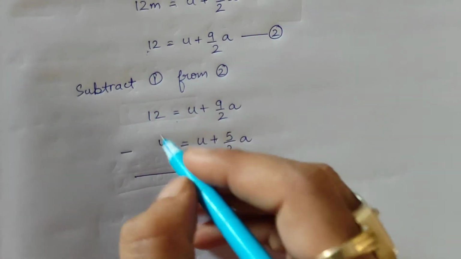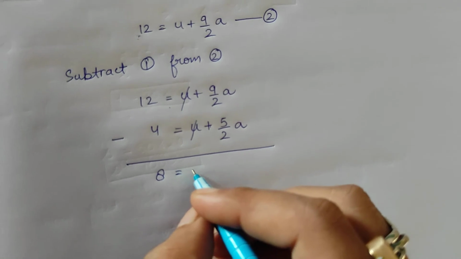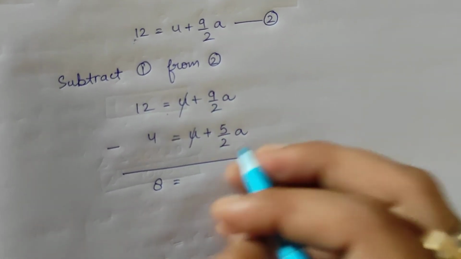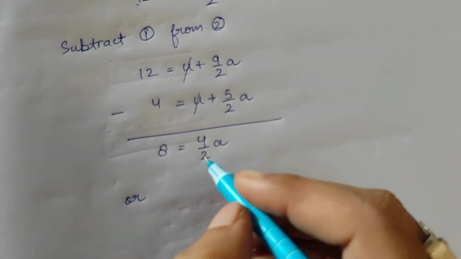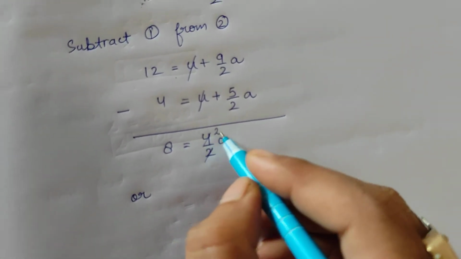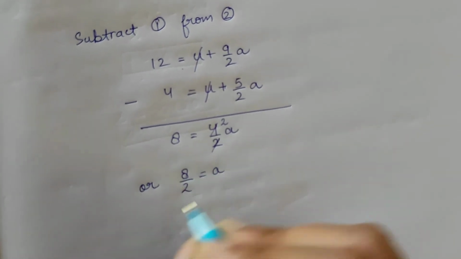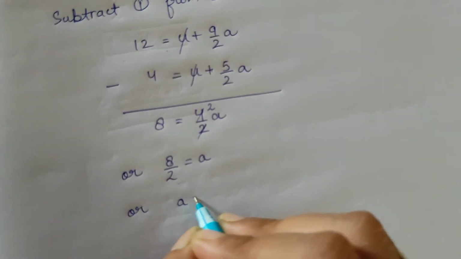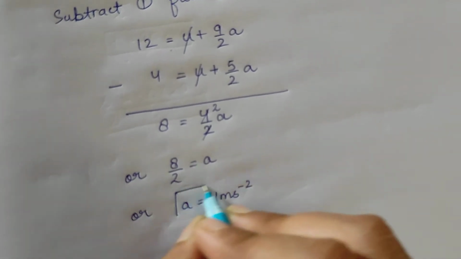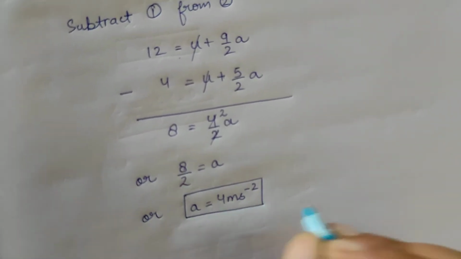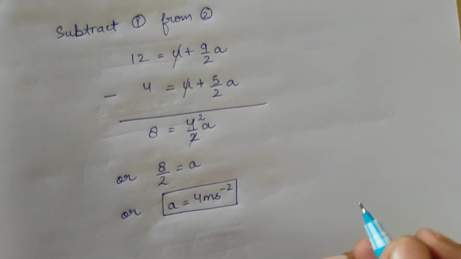On solving this, 12 minus 4 gives us 8. U will get cancelled. Plus 9 minus 5 gives us 4. So 4 by 2A. Or we can say that 2 and 4, this will give us 2. So we are left with 8 by 2 is equal to A. Or we can say that A is equal to 4 meter per second square. So we have found out A. Value of A is equal to 4 meter per second square.